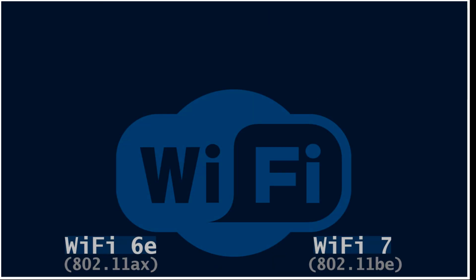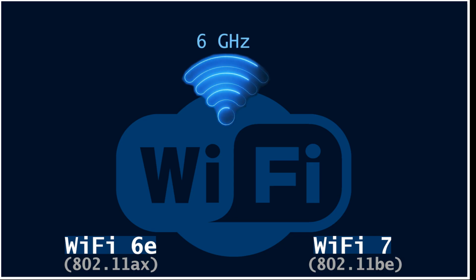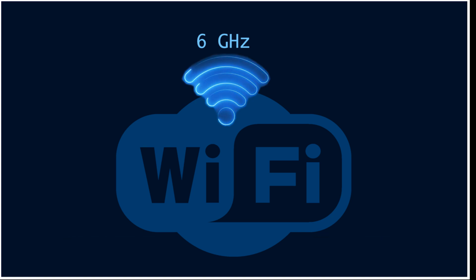And today, with the Wi-Fi 6E and Wi-Fi 7 technology, we also have the 6 GHz band, designed for even higher speeds, lower latency, and much more capacity to handle the growing number of devices in our homes.